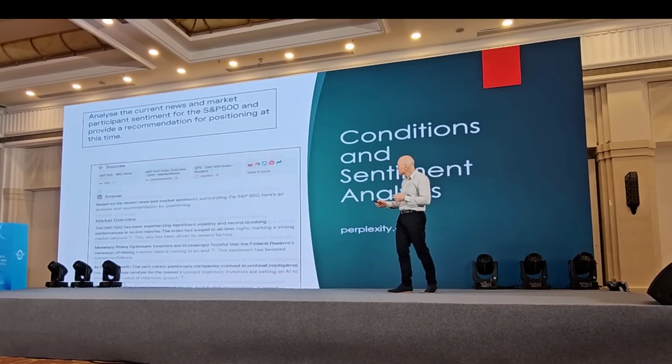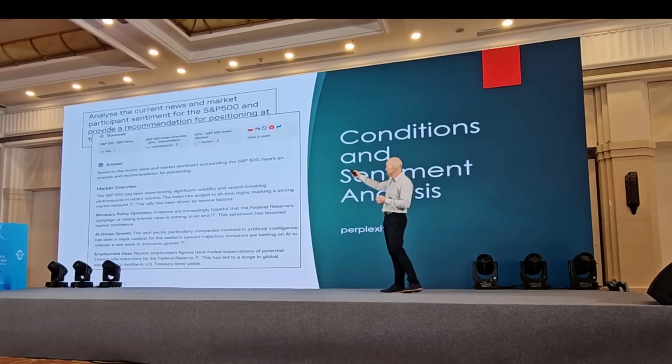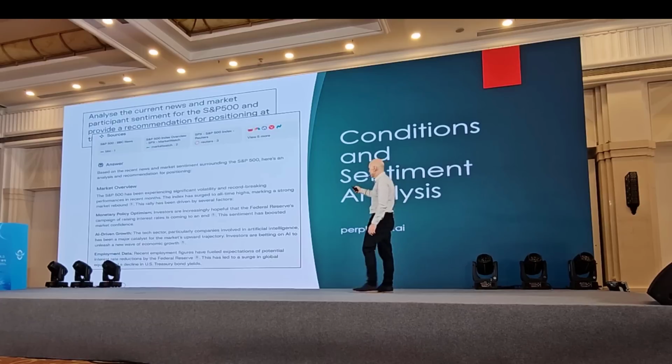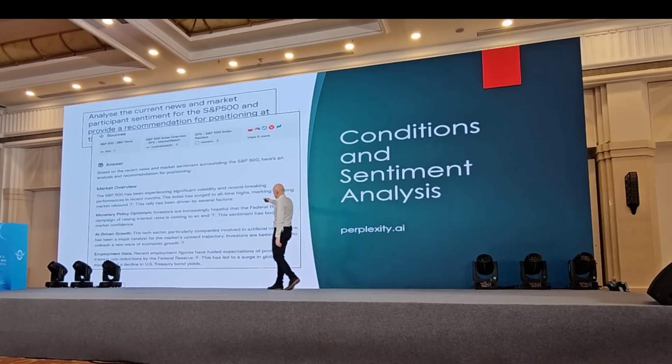So it can now go out to the internet, and you can see along the top there, it's gone to general news sources like the BBC. It's also gone to financial news sources, like MarketWatch and Reuters and so on. It's got all that data, sifted it, and summarized it. Once again, this was when the S&P was having a bit of volatility, so it's recognized that. It knows there's a monetary policy decision coming up. It tells me about the sector information, about AI being the main driver, and it's giving me some information about employment data.